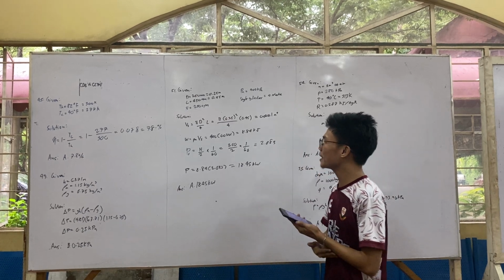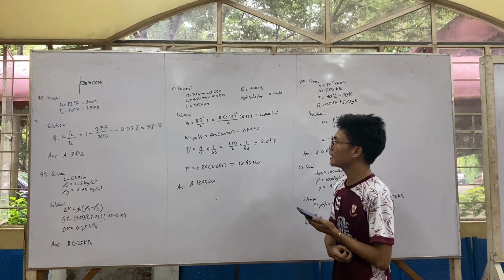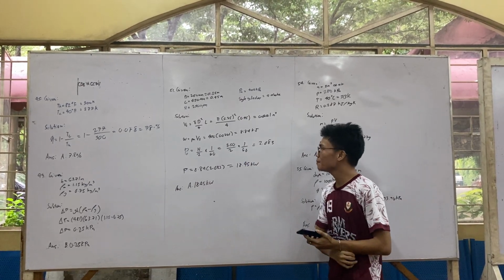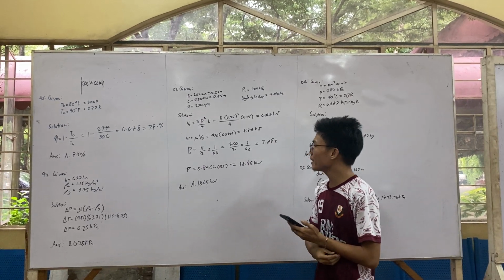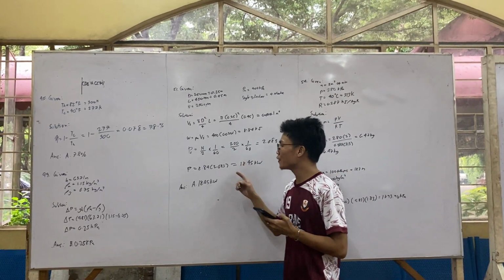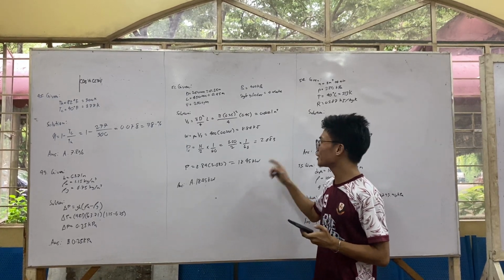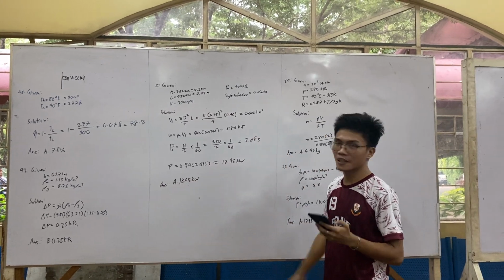Now we will get the power strokes per second: N over 2 times 1 over 60. So 250 over 2 times 1 over 60 equals 2.083. Now we can get the total power: 8.84 times 2.083, we get 18.45 kilowatts, which is letter A, 18.45 kilowatts.